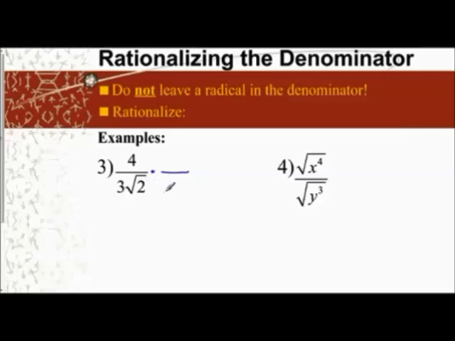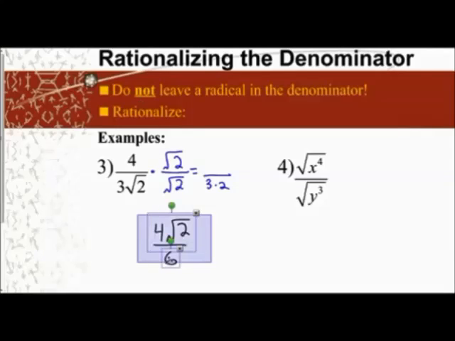And so what I'm going to do is I'm only going to multiply by radical 2 over radical 2, because I don't need to change this 3. It's already rational. I only need to change the ones that are not rational. And so multiply across the top, I get 4 times radical 2, so 4 radical 2. Now on the bottom, the radical is going to cancel. And so I'm going to get on the bottom 3 times 2, which 3 times 2 is 6. So right now I have 4 radical 2 over 6.